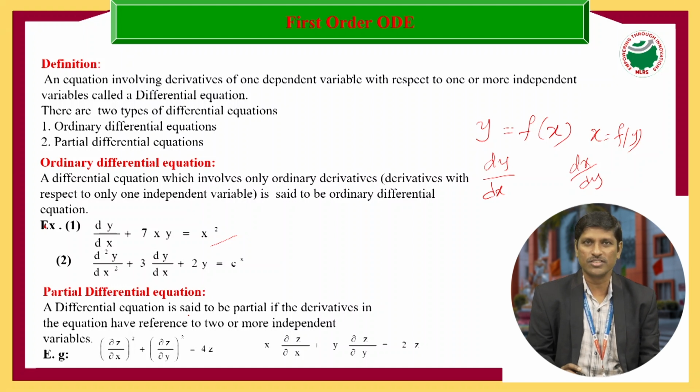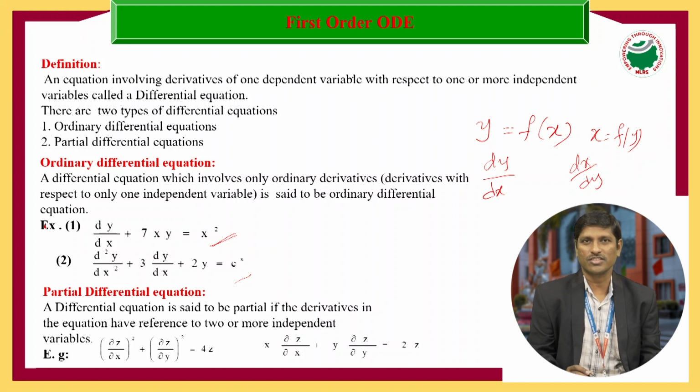So an ordinary differential equation is also a differential equation, but in this differential equation we have one dependent variable and only one independent variable. Here we give two examples. Here it is, dy by dx plus 7xy is equal to x square, and the second one is d square y by dx square plus 3 dy by dx plus 2y is equal to e power x. In these there is only one independent variable, that is x, and the dependent variable is only one, that is y.